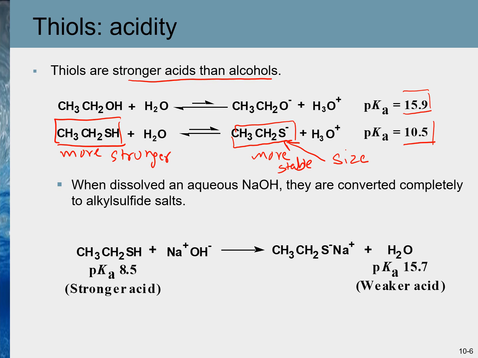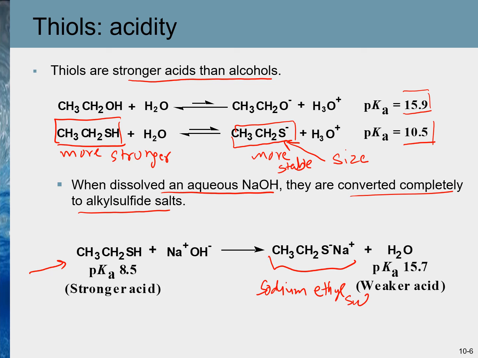Thiols are sufficiently strong acids so that when they are dissolved in aqueous sodium hydroxide, they are converted completely into alkyl sulfide ions. This kind of reaction is not feasible in most alcohols. To name the salt of a thiol, give the name of the cation first, which is sodium in this case, followed by the name of the alkyl group, in this case ethyl, and then attach the suffix sulfide. So the name of this salt is sodium ethyl sulfide.